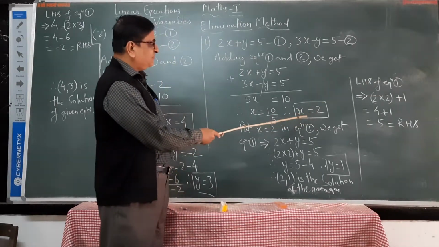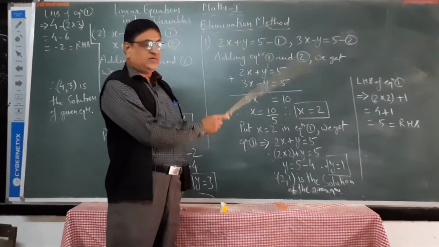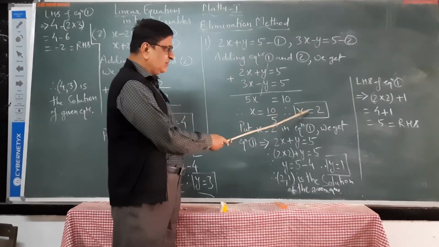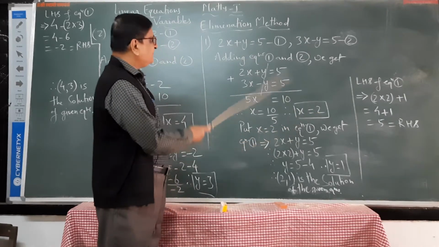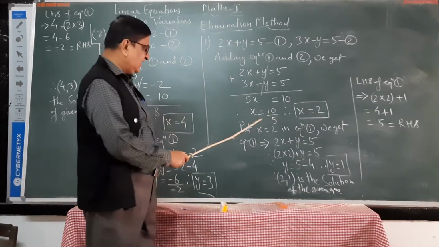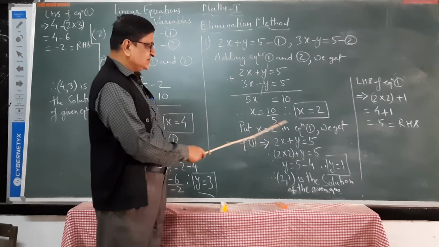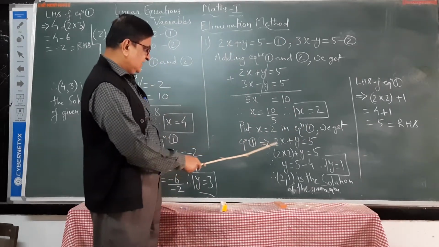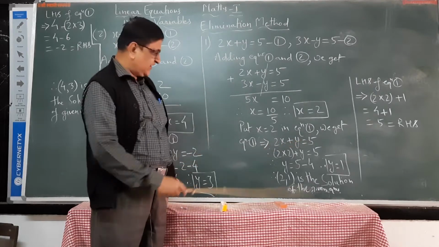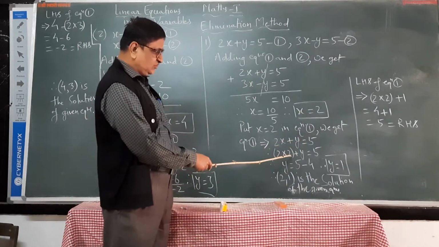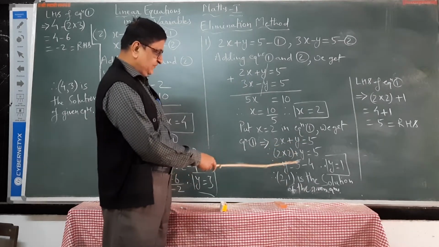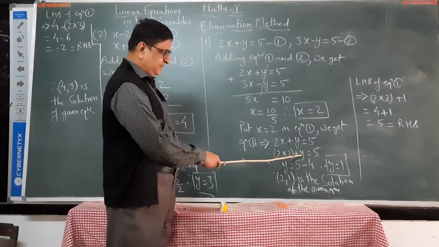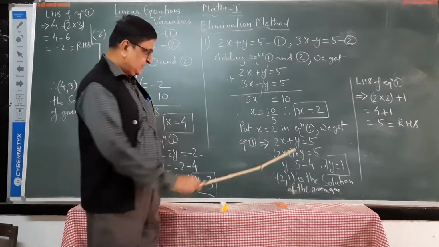Now for finding the value of the other variable, that is y, we will put the value of x is equal to 2 in equation 1. So by putting x is equal to 2 in equation 1, we get 2x plus y is equal to 5. Now x is equal to 2 here, so this is 2 into 2, 4, plus y is equal to 5.